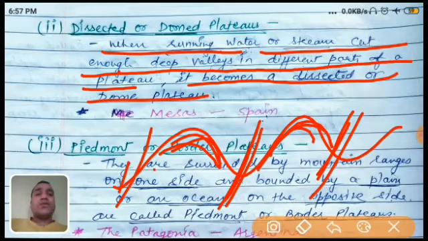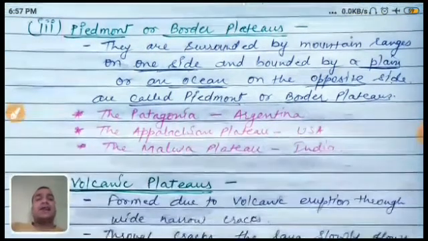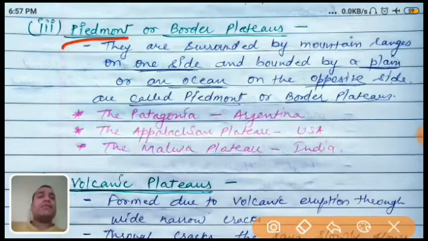Basically, it forms due to the erosional work by the rivers. That's why it is also called the dissected plateau, but generally it is called the dome plateau. Okay. Next, third one, it is the Piedmont or the border plateau.